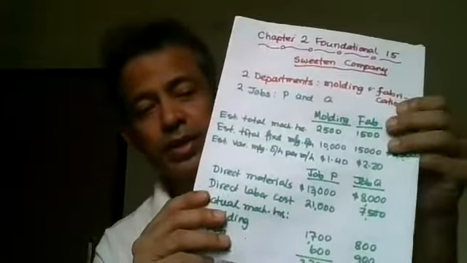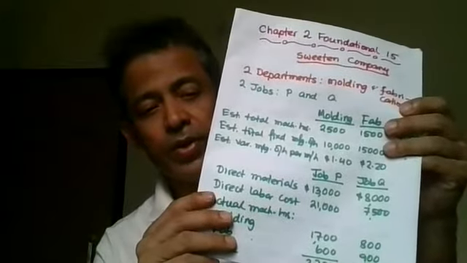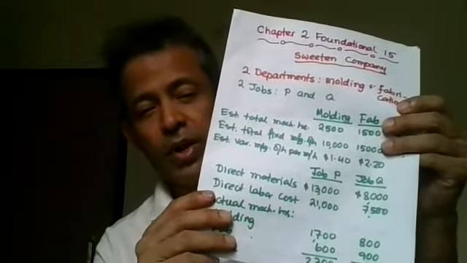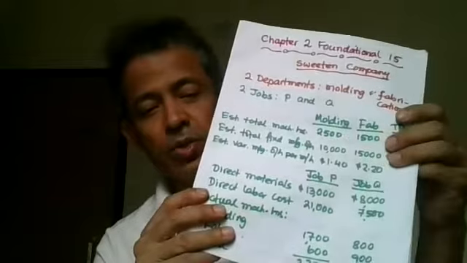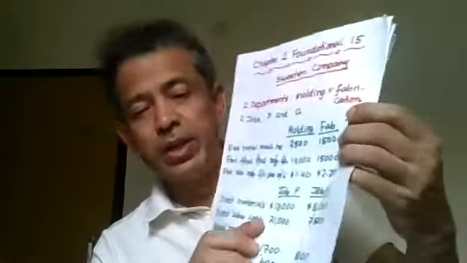All right. So let's see. Here you can see the variable overhead rate for the molding department is $1.40, and for the fabrication is $2.20. And then we have the material supplied.